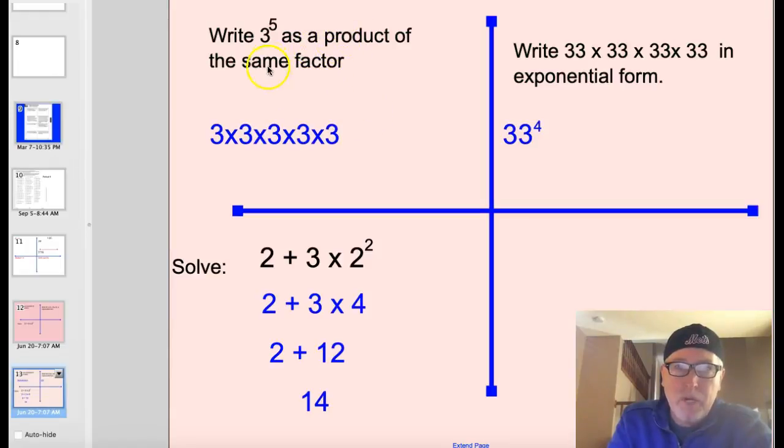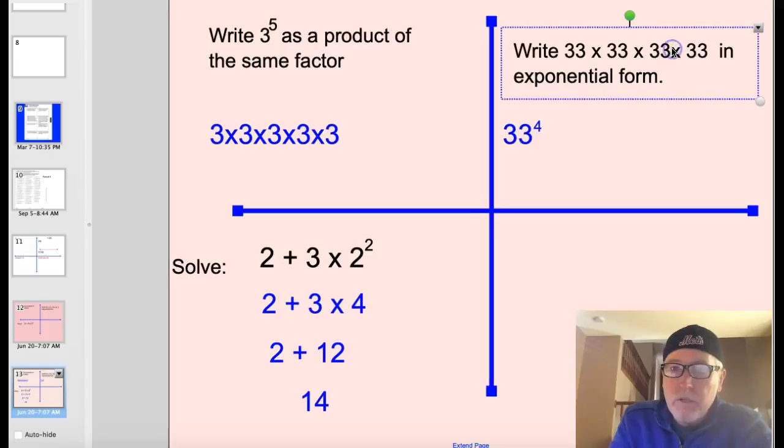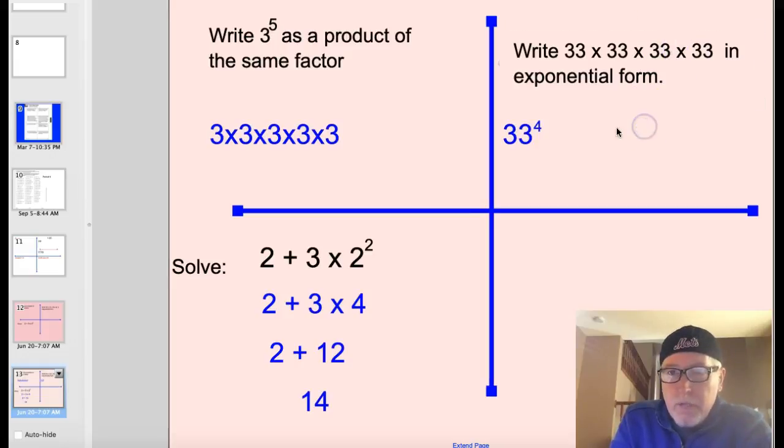3 to the 5th, that's the product of the same factor. 3 is the base, 5 is the exponent. 1, 2, 3, 4, 5. Just checking my work. I hope you do too. That is 3 to the 5th. Write 33 times 33 times 33 times 33 in exponential form. Well, that would be 33 to the 4th. There's 4 of them.